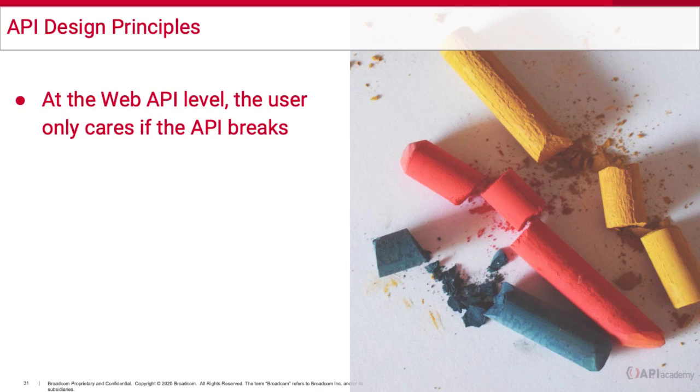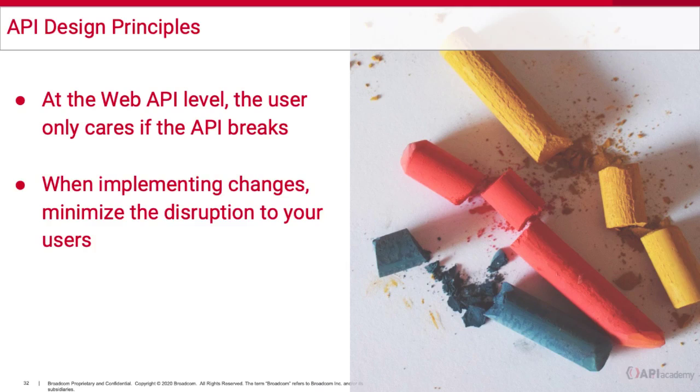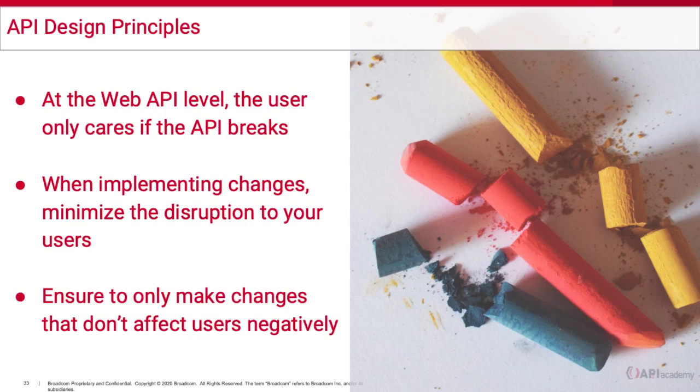But for the web APIs, users really only care if the API breaks. If you are going to implement changes, you want to minimize the disruption to your users. You should make sure that you only make changes that don't break things for your users.